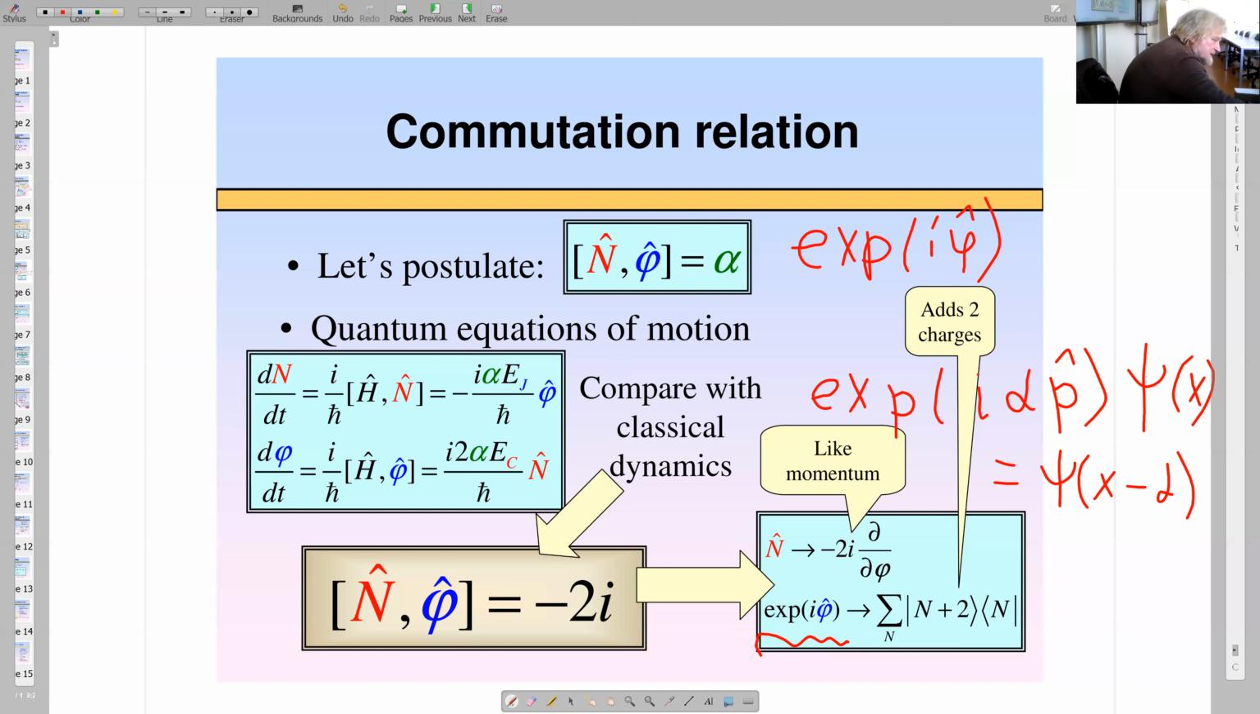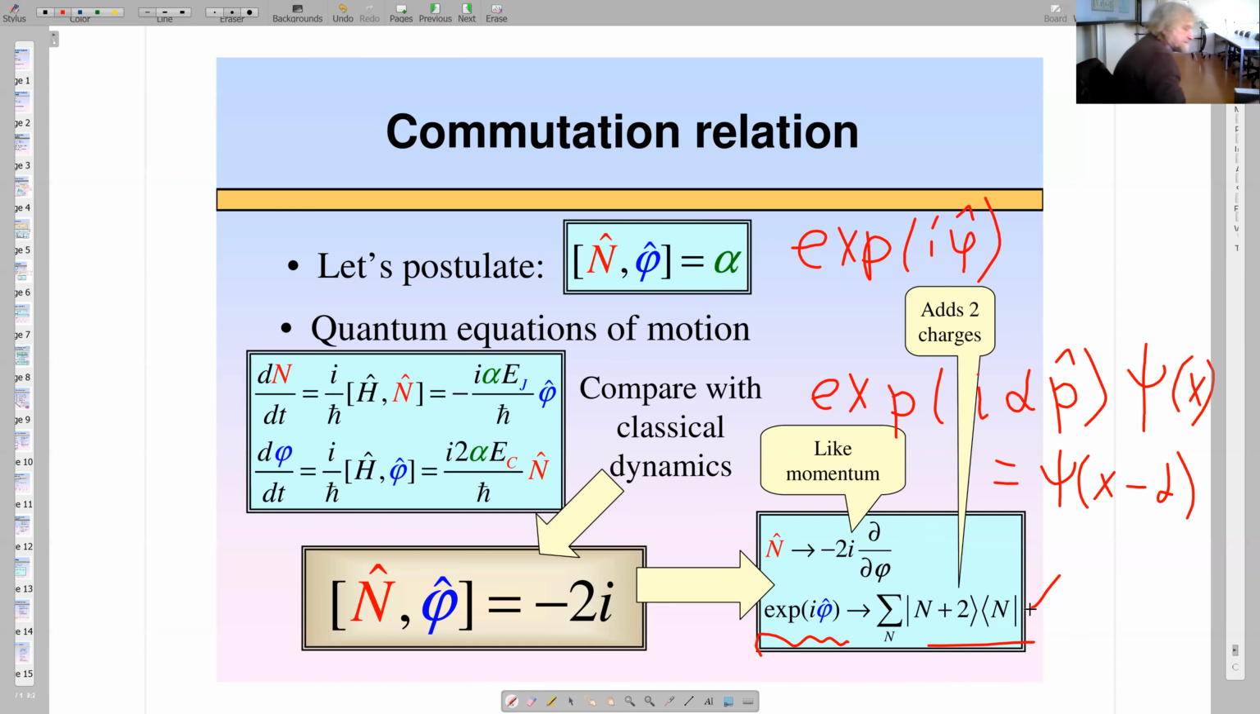That's what I wrote here. So that's the initial wave function, that's the final wave function. So it just shifts the number of electrons by 2. Exponent minus I phi does the opposite, because the product of these two exponents is 1. So it shifts n by -2. If you shift it by +2 and -2, you get the same, which corresponds to the fact that the product of two exponents is 1. Fine. So we have quantized our system, in fact.